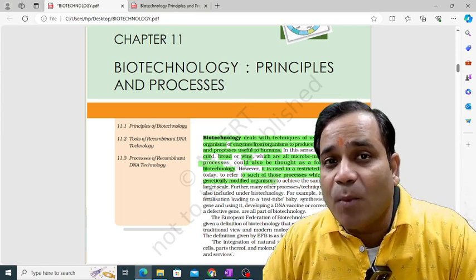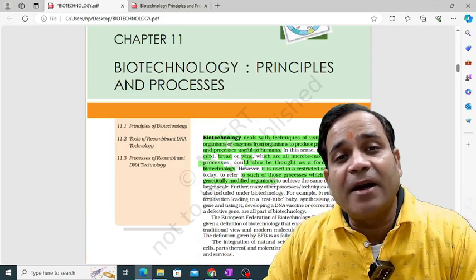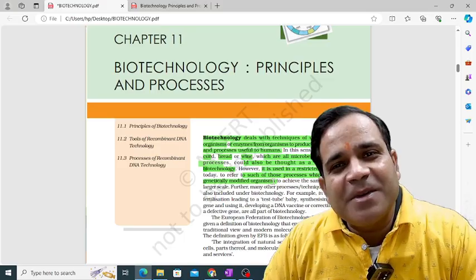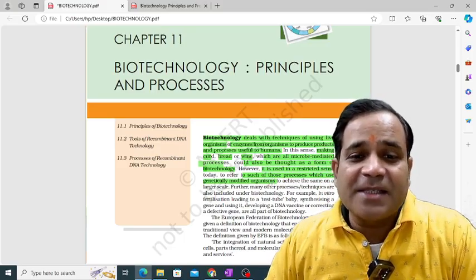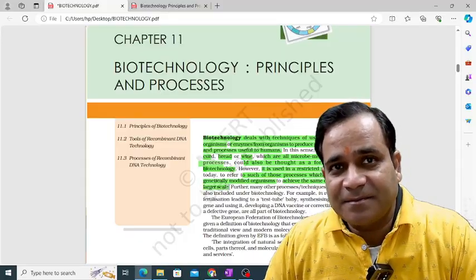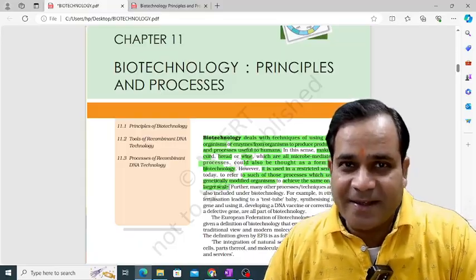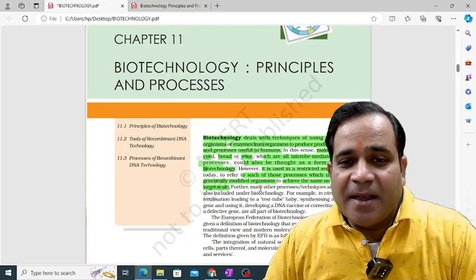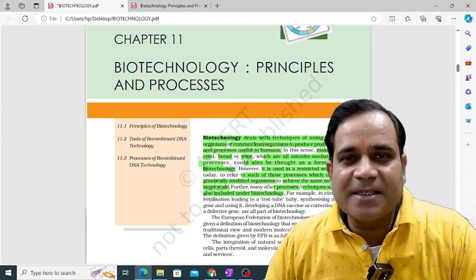What I'm saying about GMO: GMO means genetically modified organisms. How is it possible? It can only be possible with the help of biotechnology. To achieve the same on a larger scale, we have to modify organisms. But how? Many other processes and techniques are also used under biotechnology. Let's see some examples.